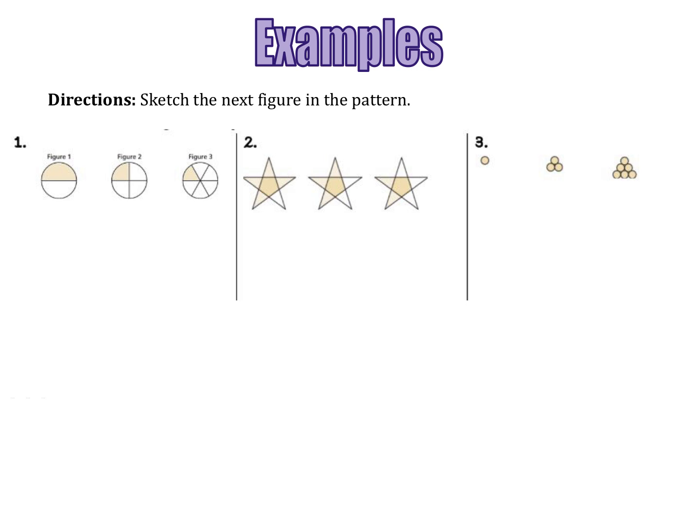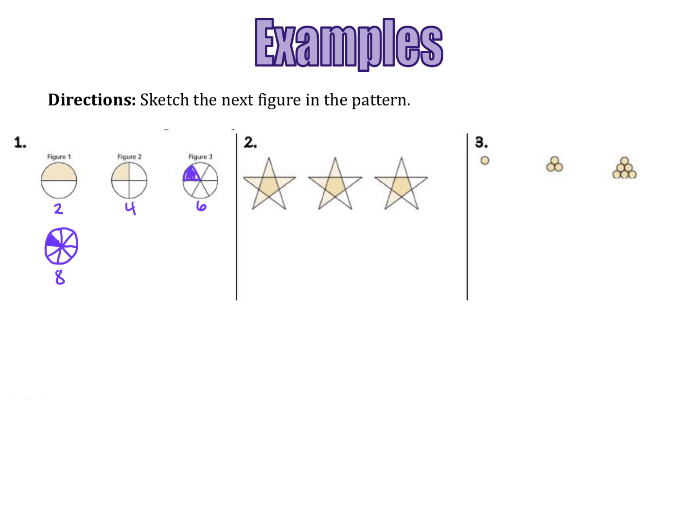All right, hopefully you have had time to work through this. On number 1, I notice originally the circle has 2 equal parts, and then it has 4 equal parts, and then it has 6 equal parts. So I need to draw a circle that now has 8 equal parts, and it looks like I'm just shading one part. So here's what my next figure is going to look like.